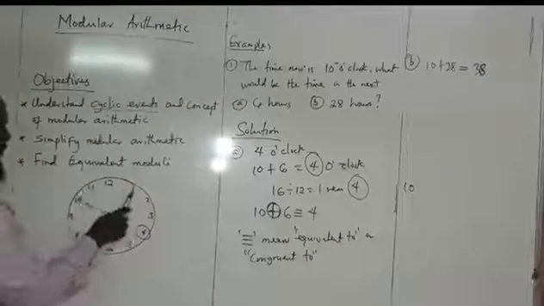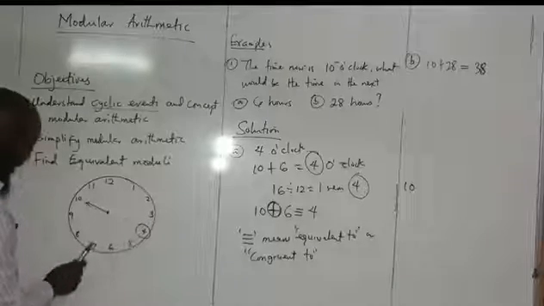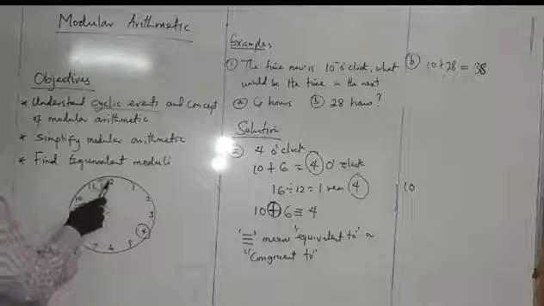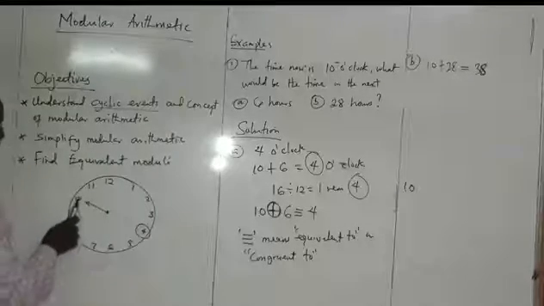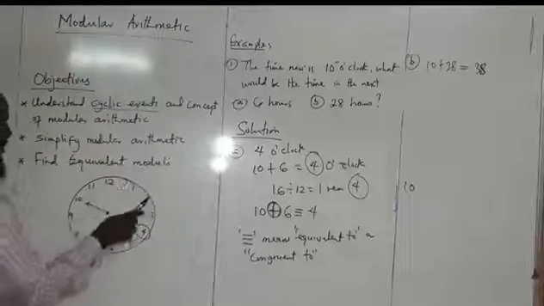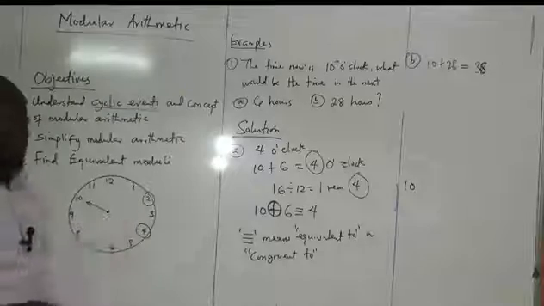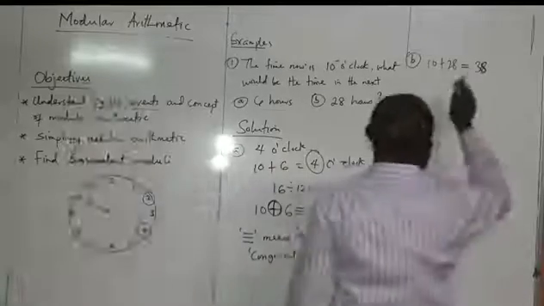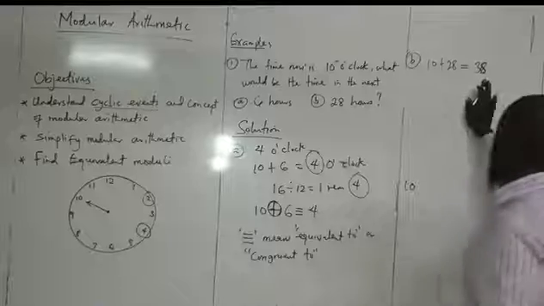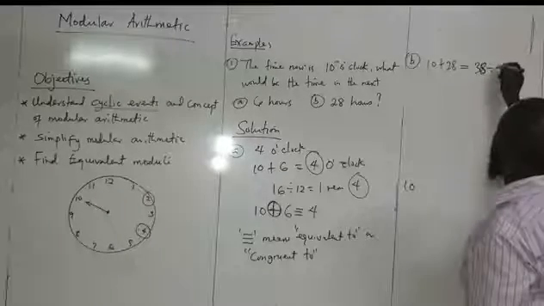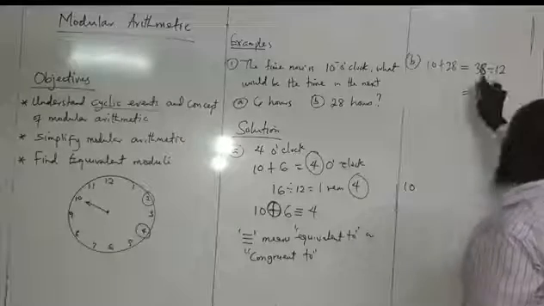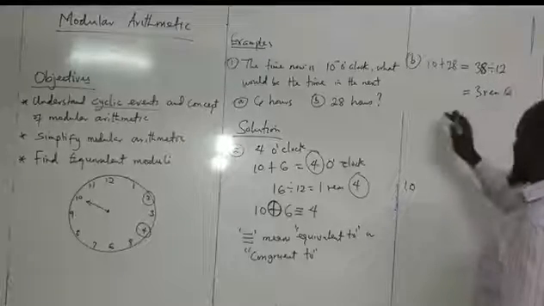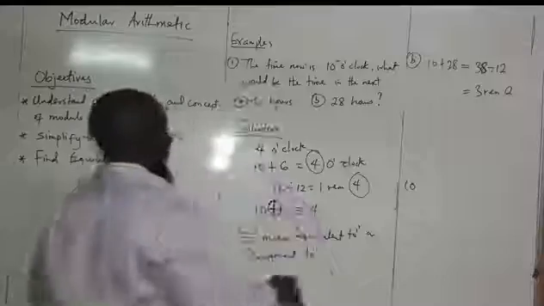So 1, 2, 3, 4, 5, 6, 7, 8, 9, 10, 11, 12, 13, 14, 15, 16, 17, 18, 19, 20, 21, 22, 23, 24, 25, 26, 27, 28. We are going to be at 2 o'clock. So let's now see it. Divide 38 by 12. That gives 3, remainder 2. So you can see we got 2 here.